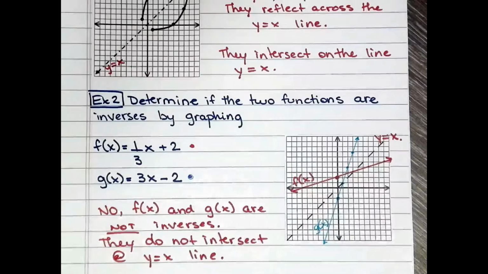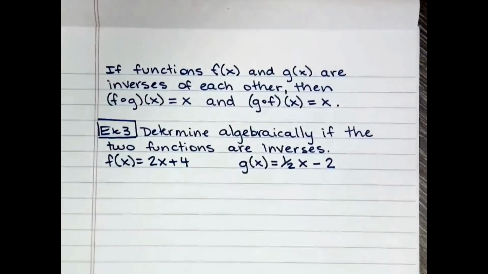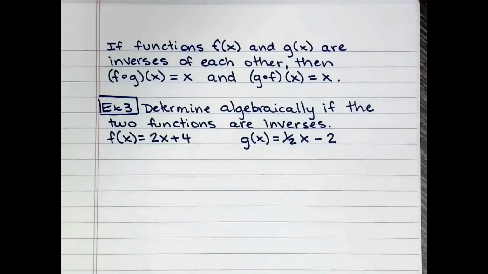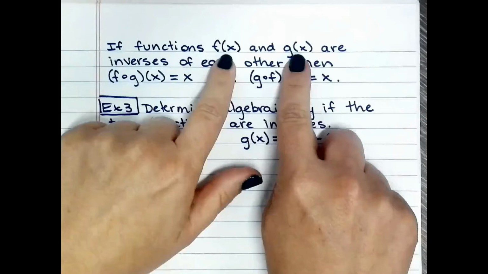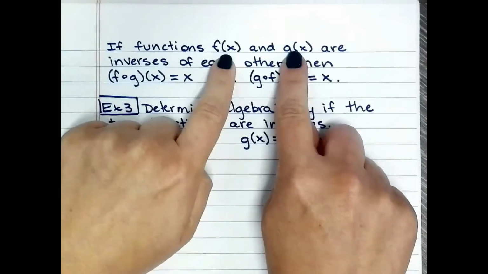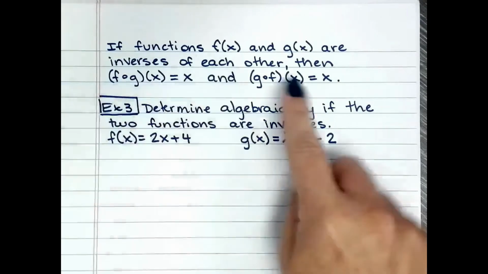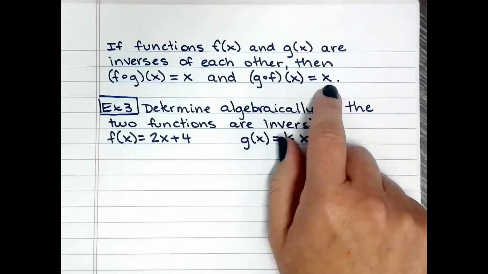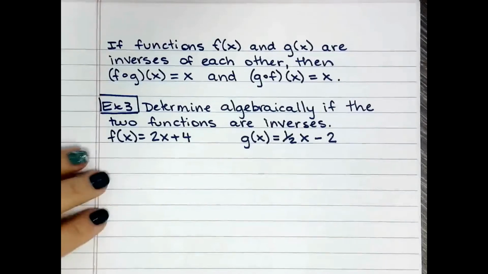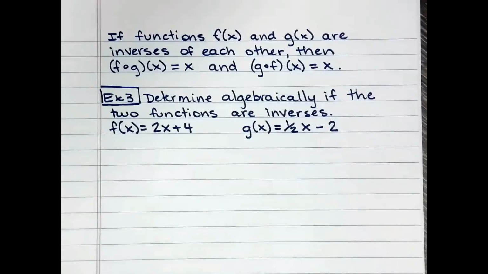Now, we have 2 more examples, and we're going to also verify if 2 functions are inverses, algebraically this time. And to verify them algebraically, we need to do some composition of functions. So functions g of x and f of x are inverses of each other if f composed g of x equals x, and g composed f of x is also equal to x. What does that mean? Well, we did a couple days of composition of functions, and this is the reason why. So leading up to this point.